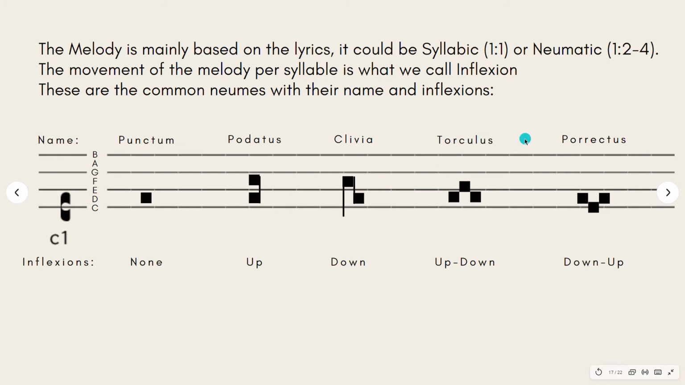Next one is torculus. The inflection is going up and then going down. So you start at the very bottom, going up and then going down. For this case, the notes are Re, Mi, Re. And the last one is called porrectus. We have to read the notes going down and then going up. So start at the very top, going down and then going up. Let us remember that these kinds of neumes can be found per syllable.